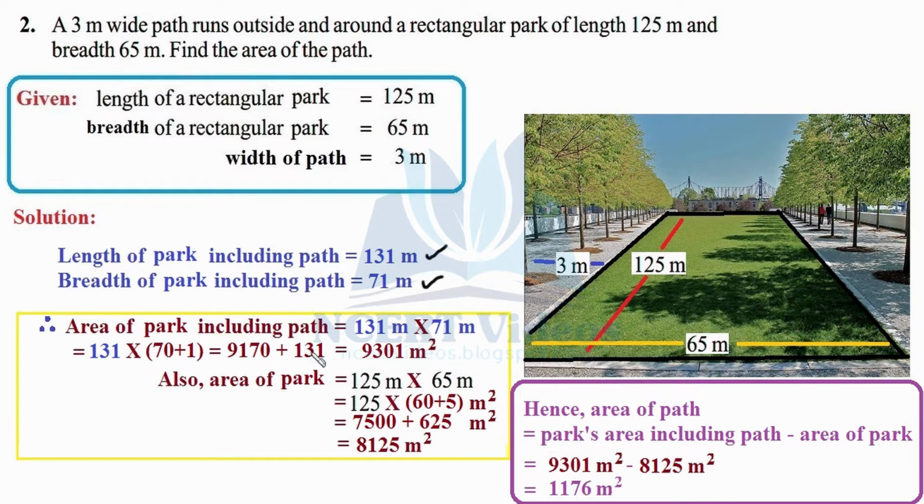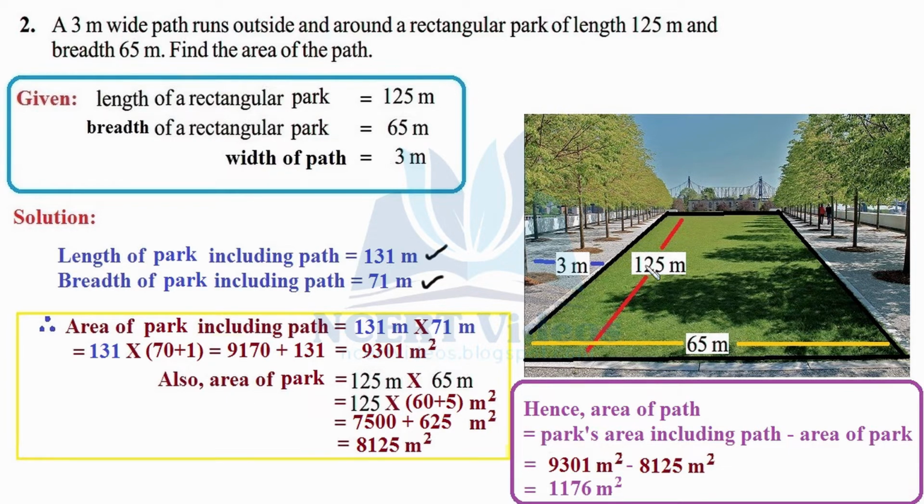131 into 1 is 131. Now add it. 0 plus 1 is 1, 7 plus 3 is 10, 1 carry. So 1 plus 1 is 2, plus 1 was carry, therefore it is 3, 9 as it is. So this is the area of garden including path.